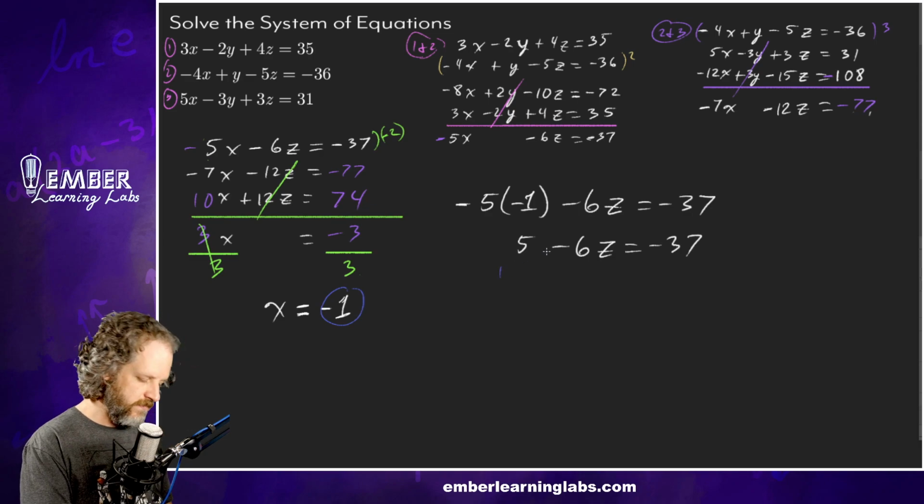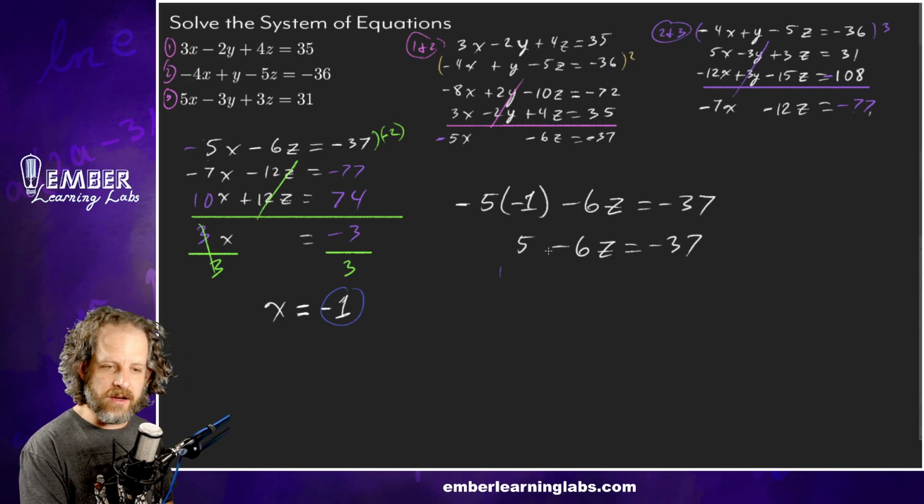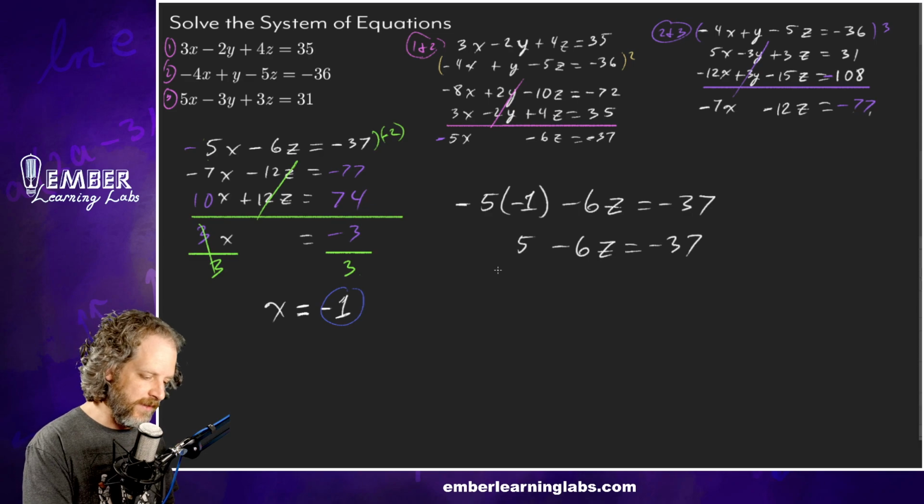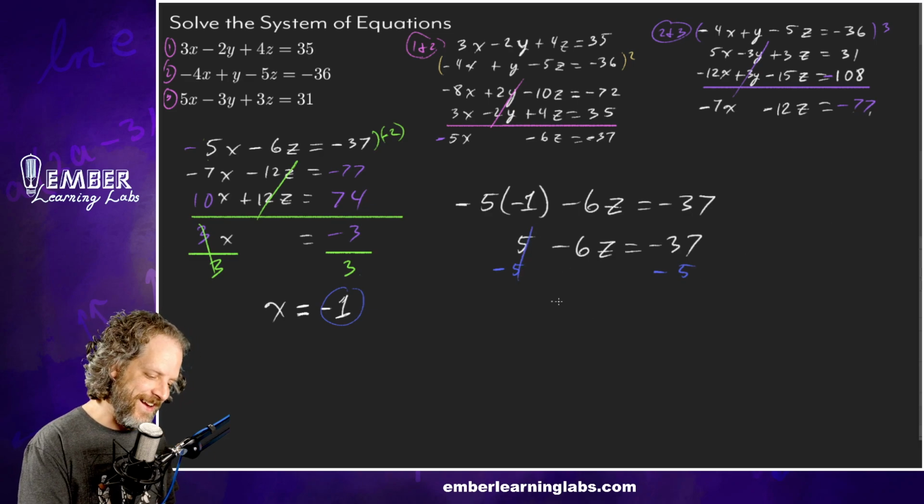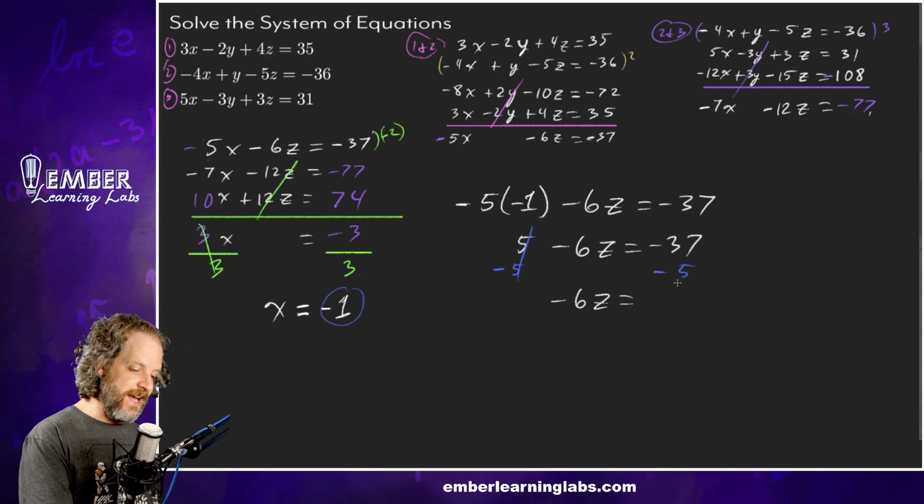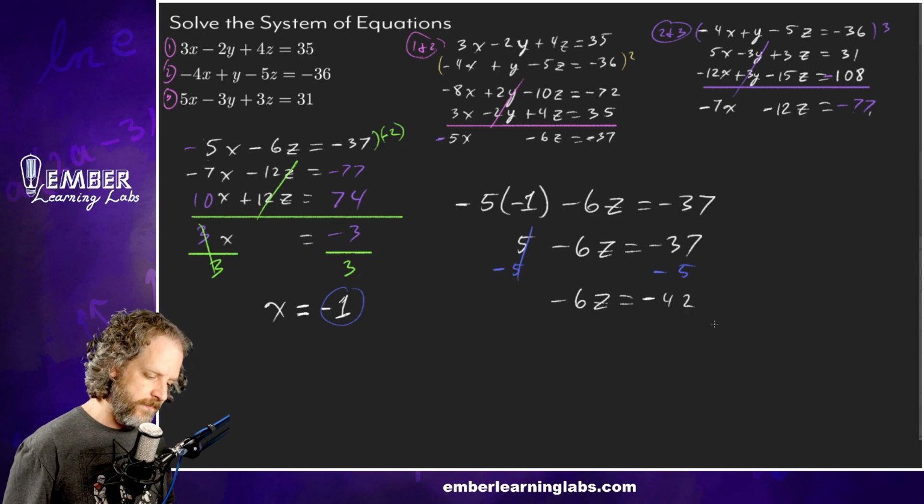One more. I shouldn't make videos this late in the evening. This is clear, but sometimes we got to do what we got to do. So how about subtract 5 from both sides? Negative 6z equals negative 37 plus negative 5 is negative 42. Divide by negative 6.